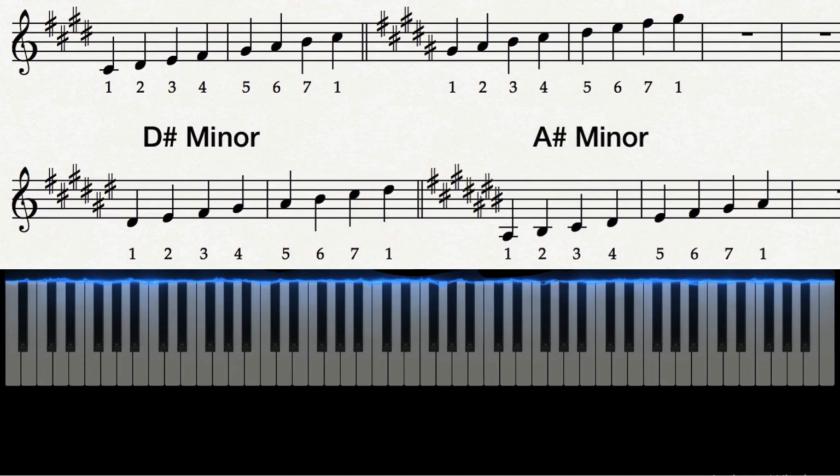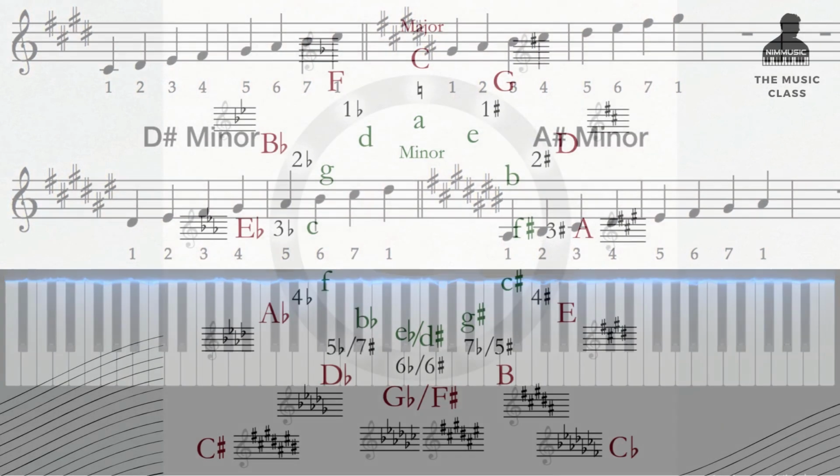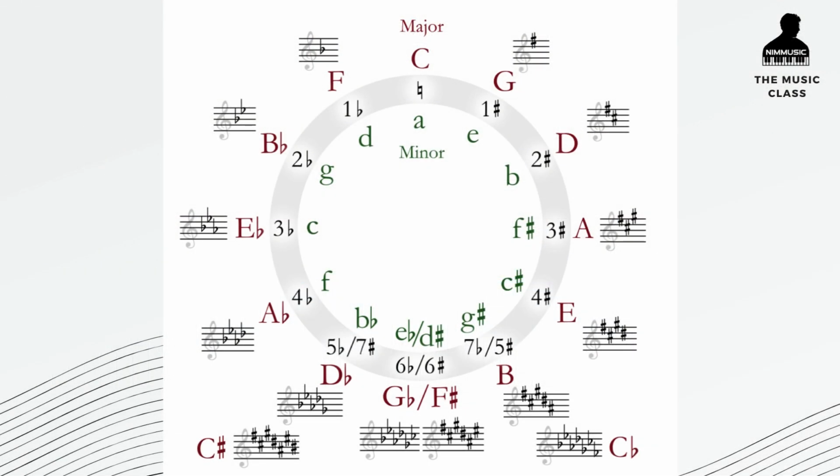And then A sharp minor has 7 sharps. Notice how on the circle of fifths image it says the minor scale with 7 sharps is B flat. Well, this is a case of enharmonics as well. B flat is the same note as A sharp. So, A sharp minor and B flat minor are the same scales with different names.